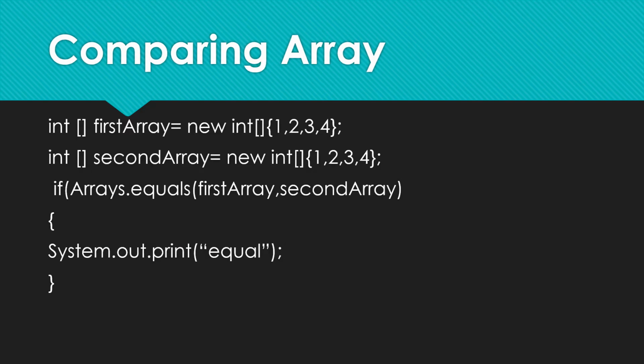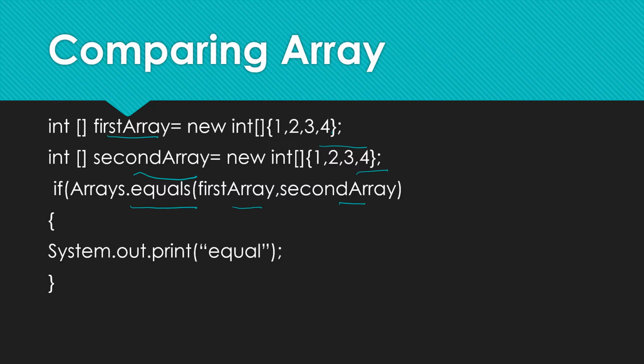Next, we are going to see how to compare two arrays. So here we are taking two arrays, first array and the second array, and we are initializing the values, and using an equals method, we are going to compare the two arrays. So it takes two parameters: first is the first array, and the second is the second array.